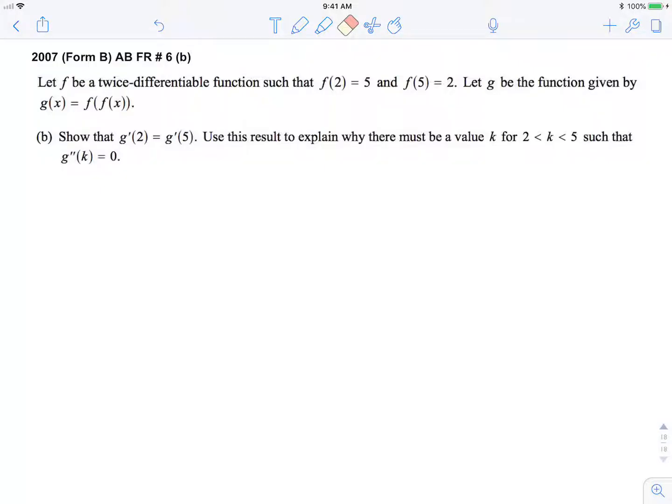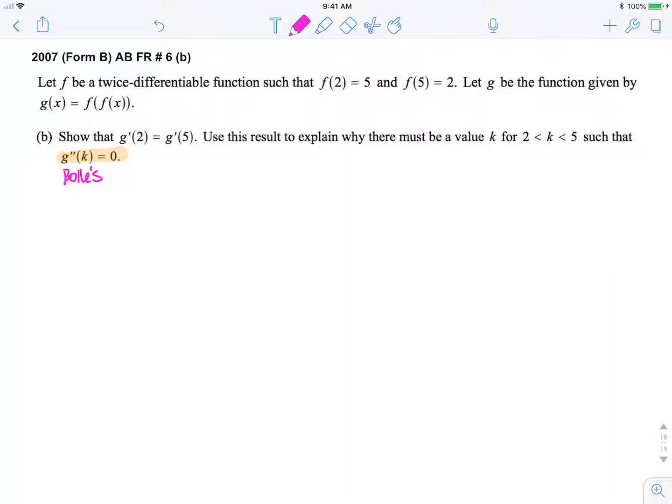So now we're continuing on with the previous problem, and we're moving to part B that wants us to show first that g prime of 2 equals g prime of 5, and then we're going to use this result to show why there is a value k in the interval such that g double prime of k equals 0. So anytime we see a derivative or a second derivative trying to be equal to 0, we should think Rolle's theorem. I mean, you can also think mean value theorem, but Rolle's theorem is specifically equal to 0.